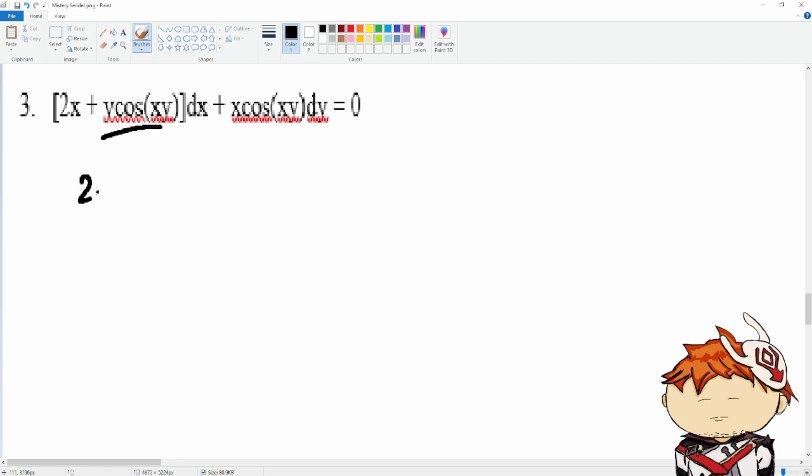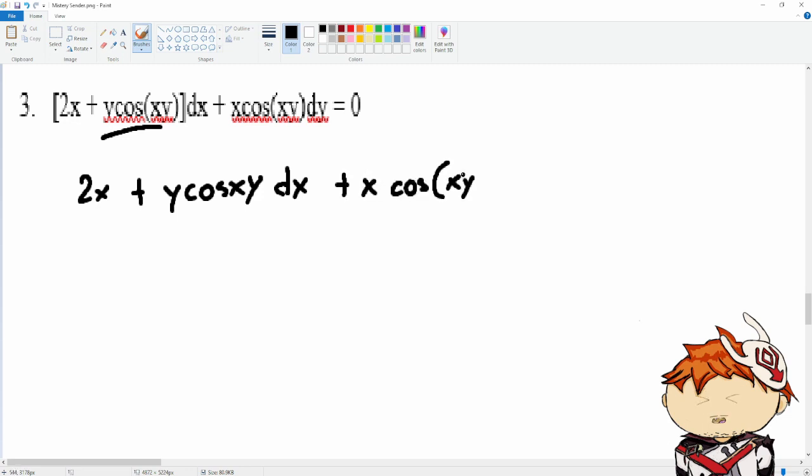So this one: (2x plus y cosine xy) dx plus x cosine xy dy is equal to 0. This one is in brackets. Okay. So we have separable, we have homogeneous. So I'm guessing this will be exact or linear. I'm leaning towards exact. Okay, let's try exact.